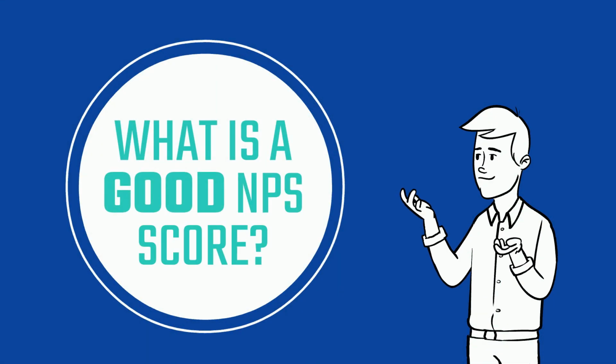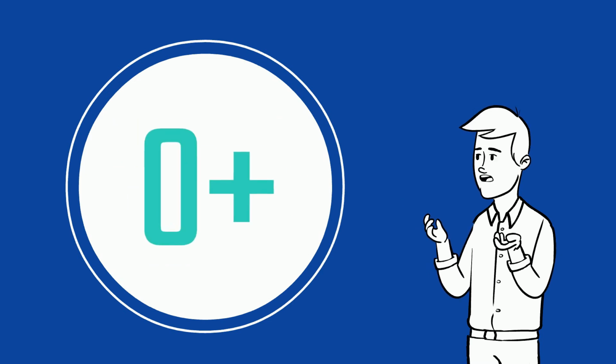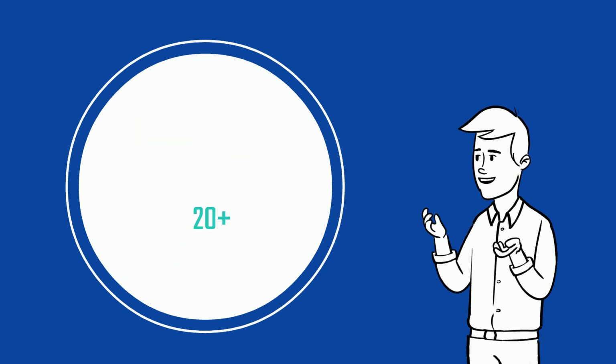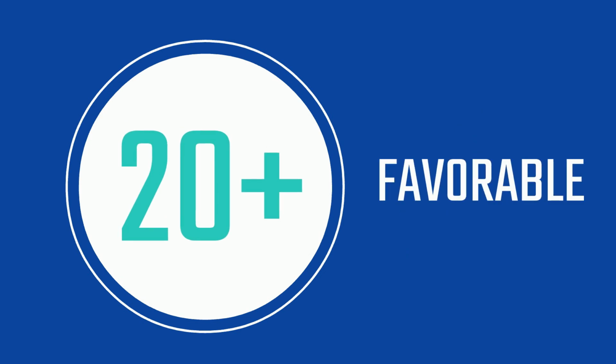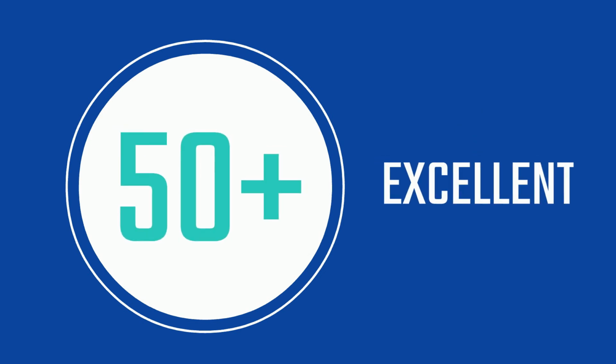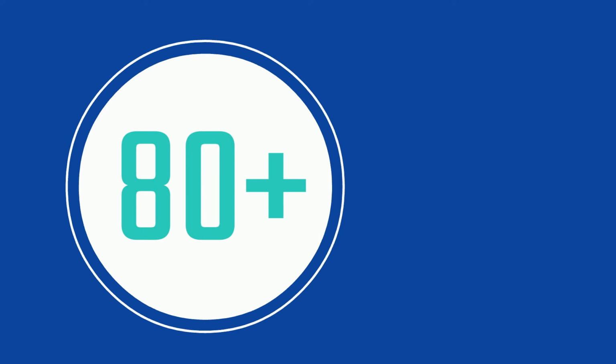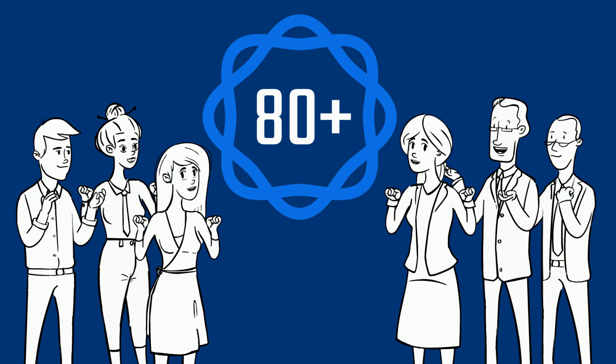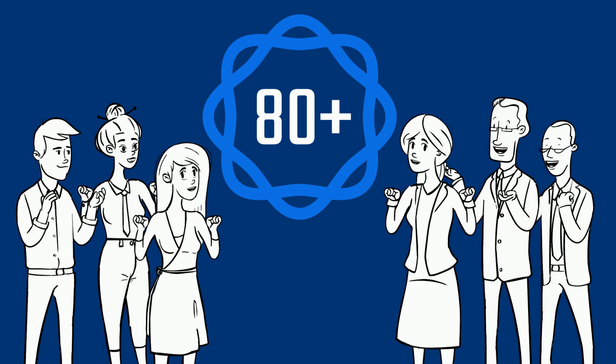So what is a good NPS score? Any score that's above 0 is considered to be a good NPS score. Anything above 20 is favorable, above a score of 50 is excellent, and a score above 80 overall is world-class. Here at Circle Medical, we're striving toward that score of 80 overall. We want to really provide that world-class, delightful experience for our patients.